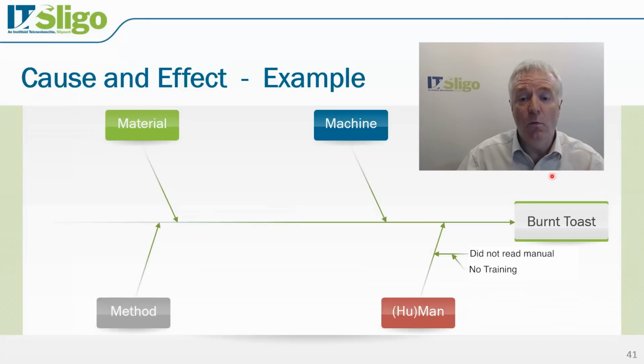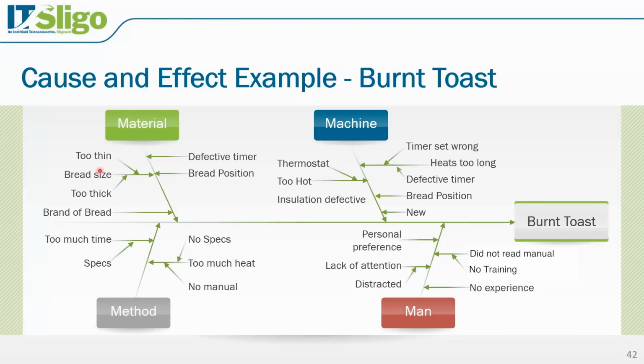Let's go back to our toaster process. If we're looking as to why we have burnt toast every morning, we can break these into the machine, material, method, and man, and we can break into these branches, and we can then ask further questions. Why? Why is the human the cause? Didn't read the manual. There was no training.